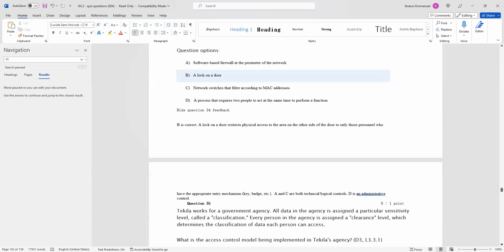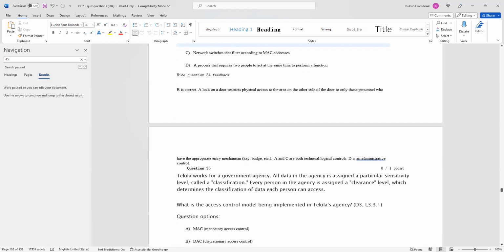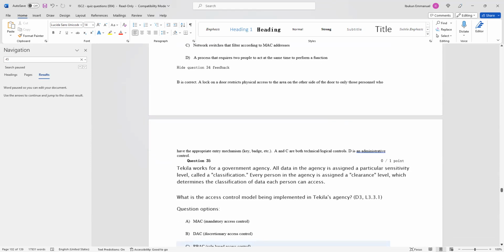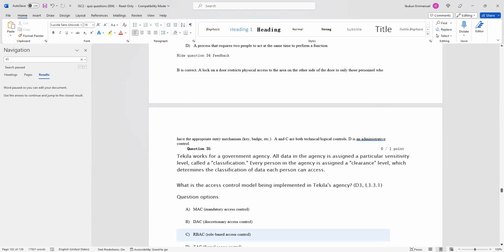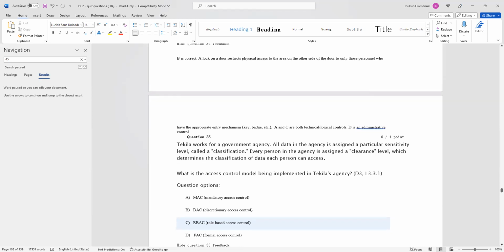Tequila works for a government agency. All data in the agency is assigned a particular sensitivity level called a classification. Each person is assigned a clearance level, which determines the classification of data each person can access. What is the access control model being implemented in Tequila's agency? So all data in the agency is assigned a particular sensitivity level called a classification, and each person is assigned a clearance level, which determines the classification of data each person can access.